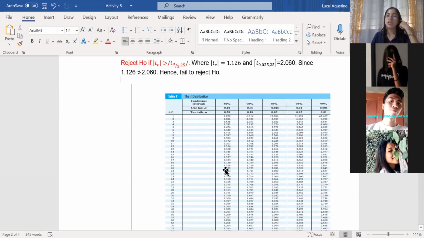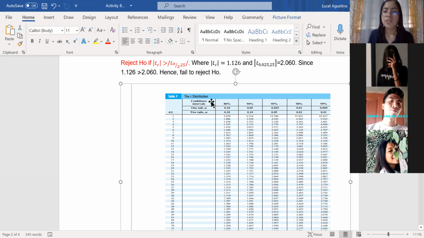So reminder, if we are using tabular values, ang aton default is reject HO if your T-computed is greater than sa tabular. However, in software, nga dili na ta magtan-aw sa table, so makakonclude kita sa aton analysis using the level of significance.